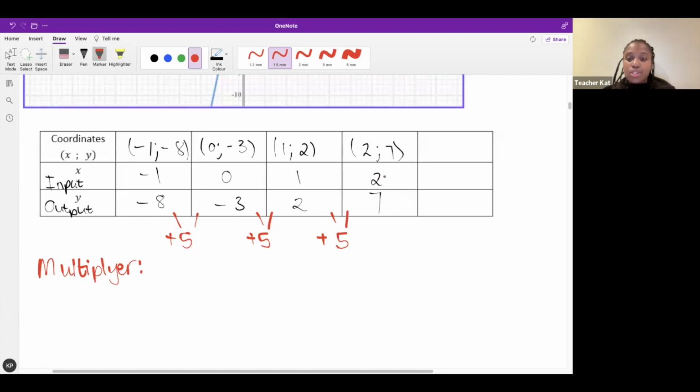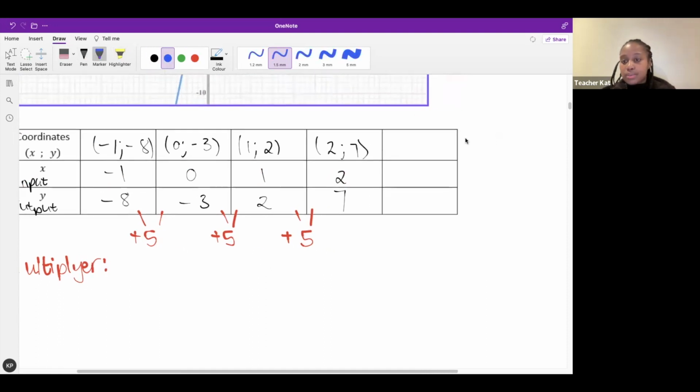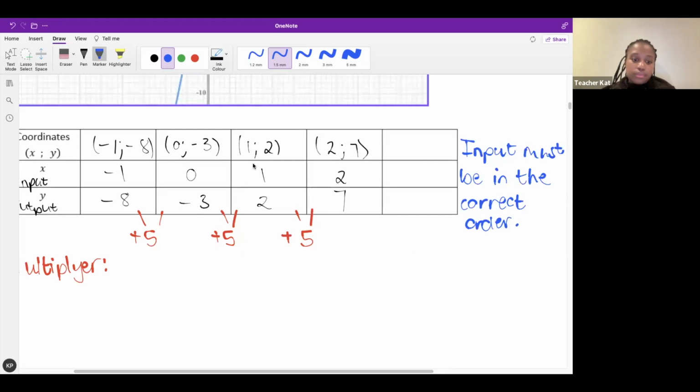Remember in the previous lesson, we started from 2. So it was 2, 1, 0, -1. We were going backwards. So your input always has to be in the correct order before you decide what your multiplier is. Okay, so make a note somewhere of that. That my inputs must be in the correct order.